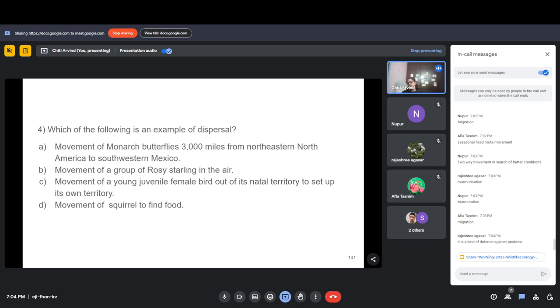Roosting is supposed to have a number of attributes, and one of the reasons is a kind of defense against predators. You're correct, Rajeshri, because it has to do with something of a dilution effect. Some studies also mention that it might have some thermoregulatory benefit, right? So that is known as migration. Also, all of you collectively said that movement of a young juvenile female bird out of its natal territory is known as dispersal. Could someone elaborate a little bit more?